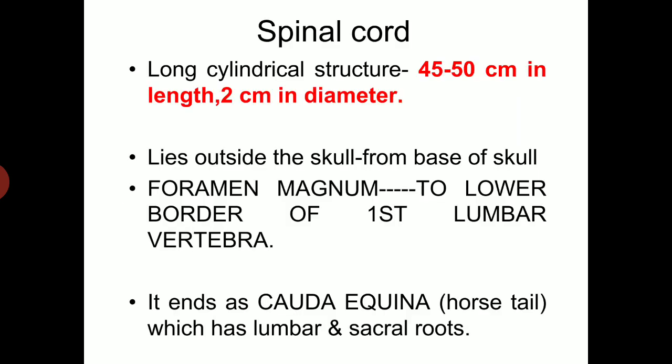Now, structure of the spinal cord, gross anatomy. It is a long cylindrical structure, 45 to 50 centimeter in length and 2 centimeter in diameter. It lies within the vertebral canal from the base of the skull. Now, it extends from the foramen magnum to the lower border of the first lumbar vertebra, and it ends as the cauda equina, a horsetail-like structure, which has lumbar and sacral roots.